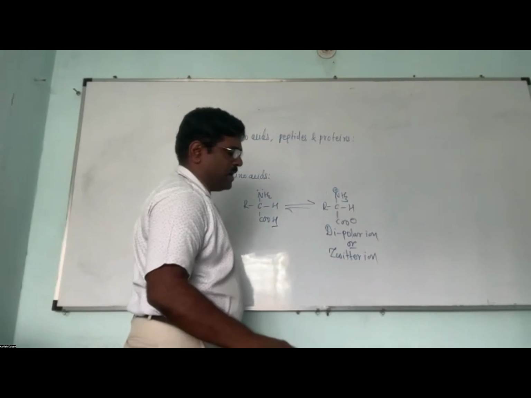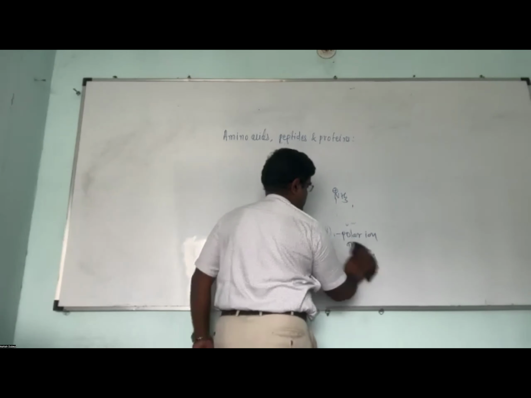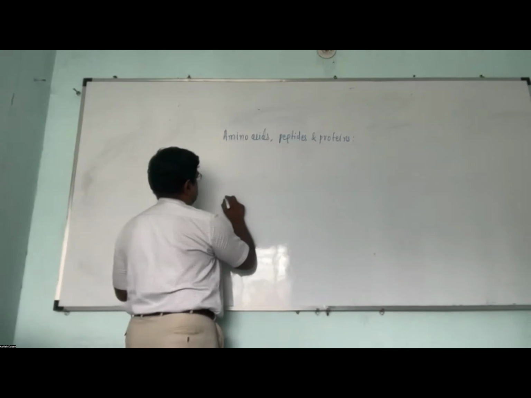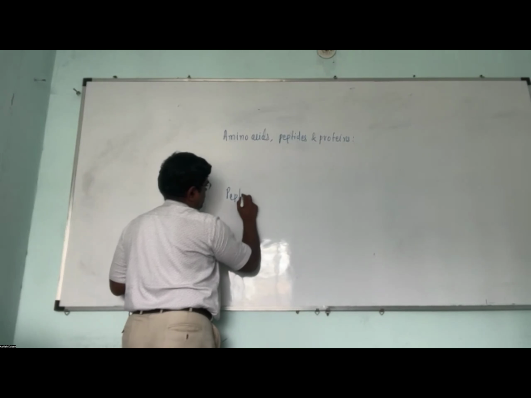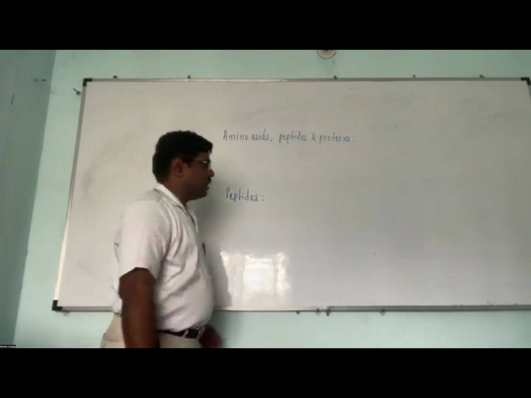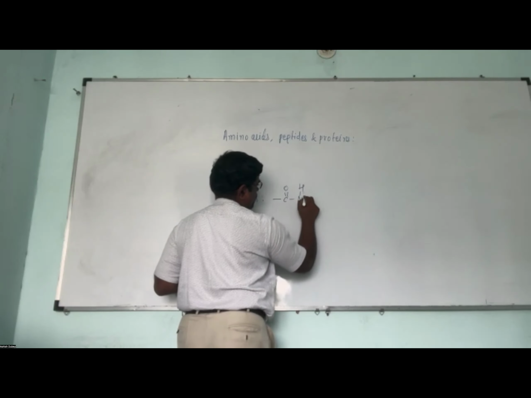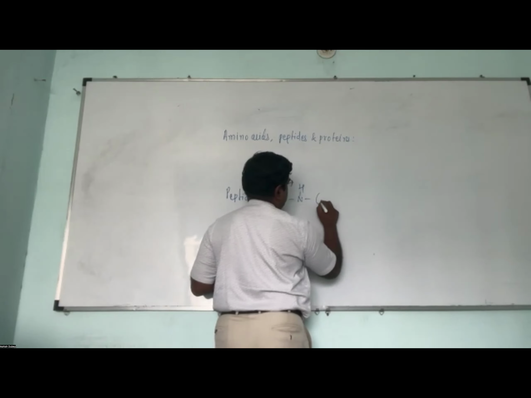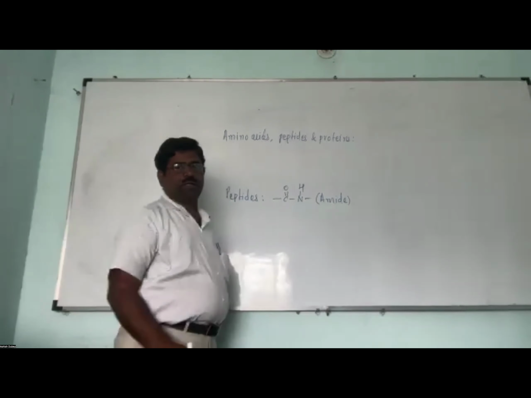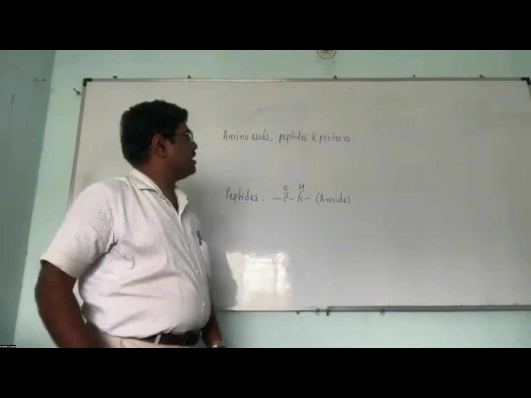The next part is peptides. Now, what are peptides? The C double bond O, NH group, nothing but the amide group. The amide functional group present in the protein is called a peptide bond or peptide linkage.